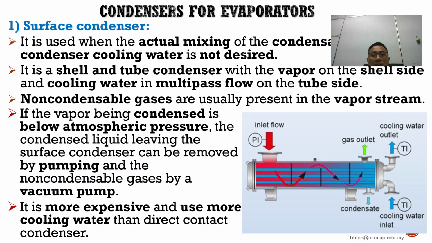If the vapor being condensed is below atmospheric pressure, the condensed liquid leaving the surface condenser can be removed by pumping, and the non-condensable gas by a vacuum pump. It is more expensive and uses more cooling water than the direct contact condenser. Of course, when we have indirect contact we have more thermal resistance, so this one will incur more cost, as we need more energy and more metal, and then the cost of the device is higher.